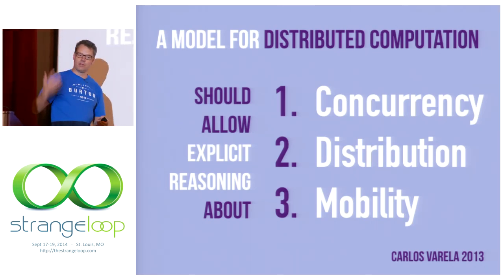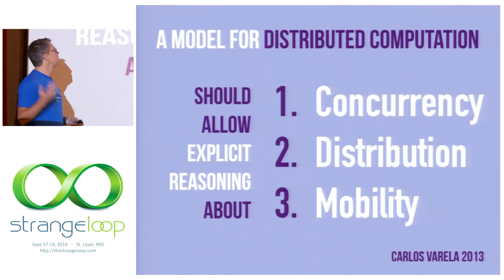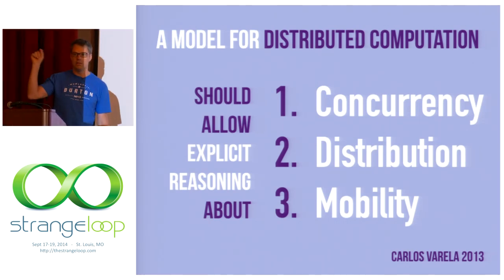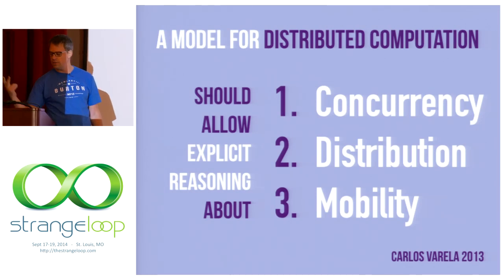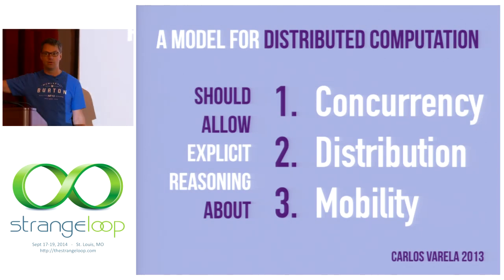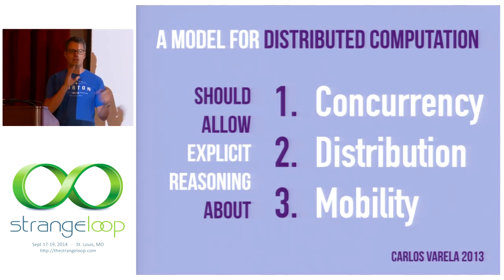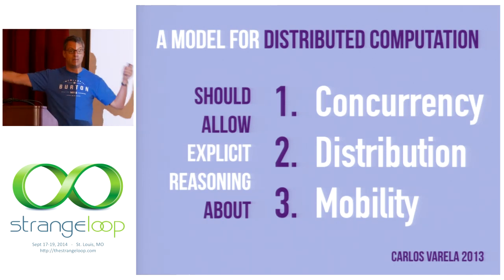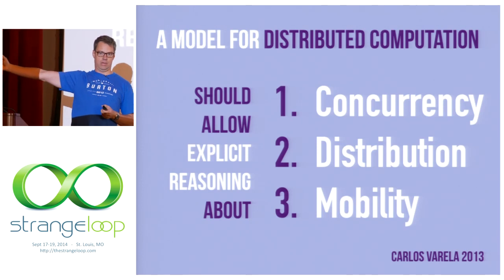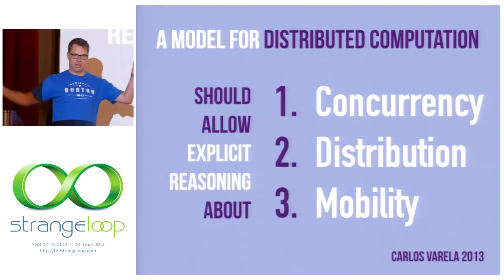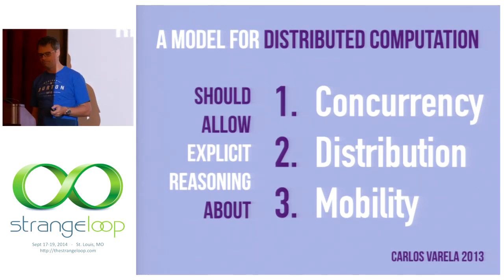It says that a model for distributed computing should allow explicit reasoning. It should be first class to reason about concurrency, distribution, and mobility. Concurrency means computation can happen concurrently. Distribution means it can happen concurrently in different locations. And mobility means that computations can move to other locations to optimize communication patterns and so on.